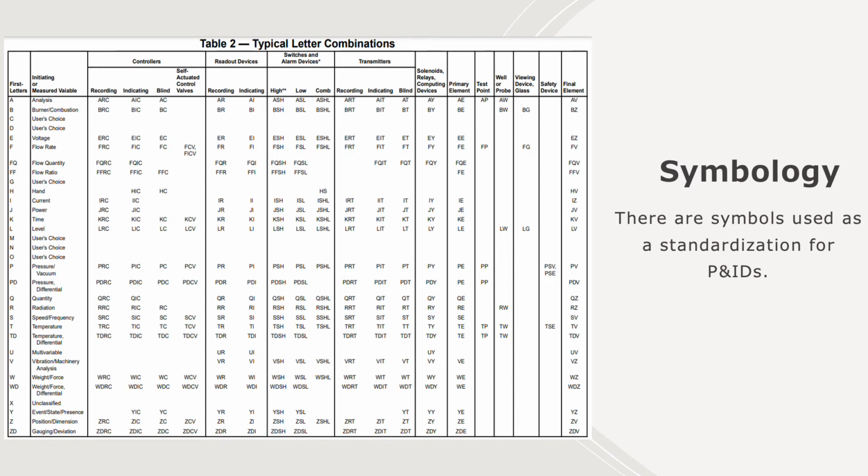On the left part of this table, we can see the signals that are more important to control, for example, level, temperature, pressure. And the complement letters are, for example, controllers, transmitters. I will give a more detailed example further in the presentation.